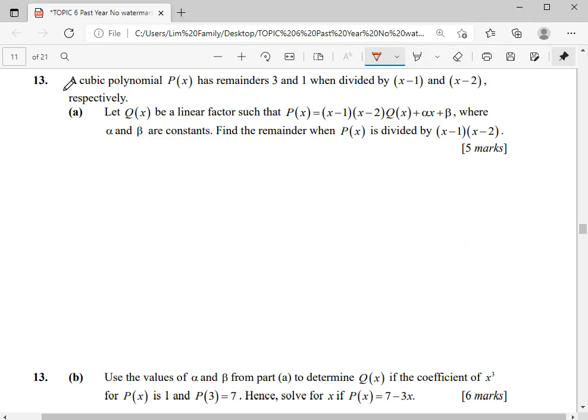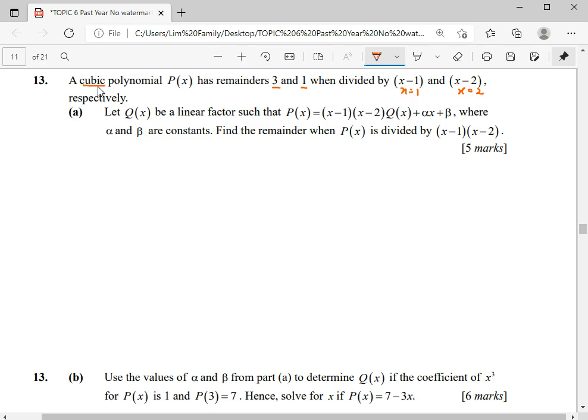So for this question 13, they said it's a cubic. They didn't give us our polynomial. They just said this polynomial is a cubic, meaning this polynomial will be x to the power of 3. Then they give us two remainders: one is remainder 3 and one is remainder 1, when divided by x equals 1 and x equals 2 respectively.